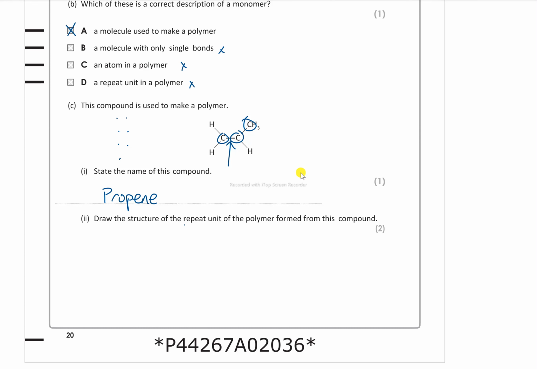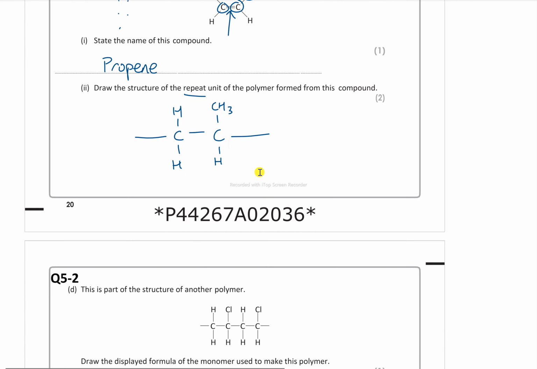Draw the structure of the repeat unit. So this is what the repeat unit will look like. Again, this has come up a few times, so why not learn it? So remember what's happened. Let me go back. So if you have to draw a repeat unit, this is the original. It's a double bond. What we're going to do is delete one of the bonds, and then extend it that way and that way. That's the repeat unit of the polymer.